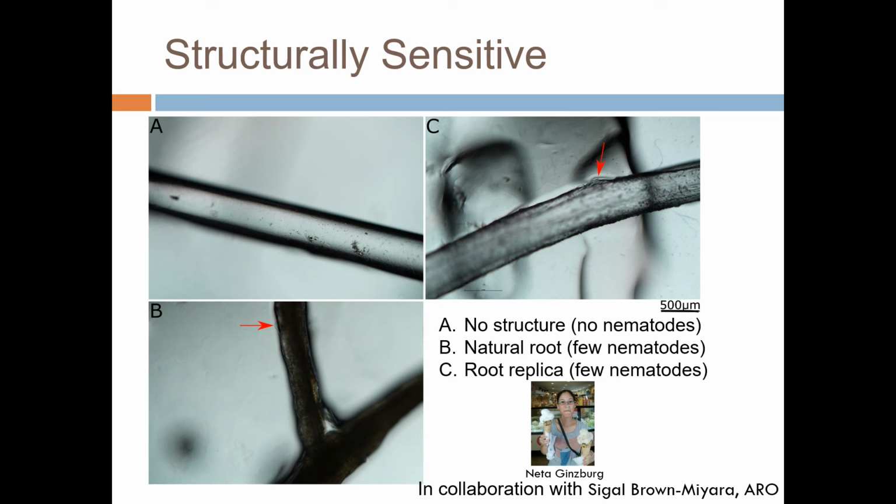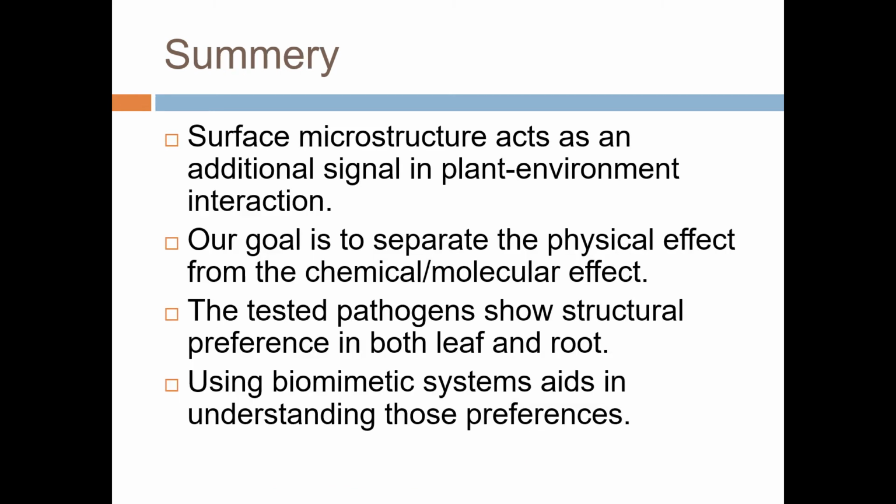So with that, I'd like to summarize. Surface microstructure acts, or I want to convince you that it acts, as an additional signal in plant-environment interaction. There isn't just chemical and molecular signals, but the structure itself plays a significant role in signaling. Our goal is to separate that physical effect from the chemical, molecular effect. The tested pathogens that I showed you show structural preferences in both leaf and root. And we're using biomimetics in a completely different way. Instead of using it for mankind, we're using it to go back in nature and ask questions about how nature works.